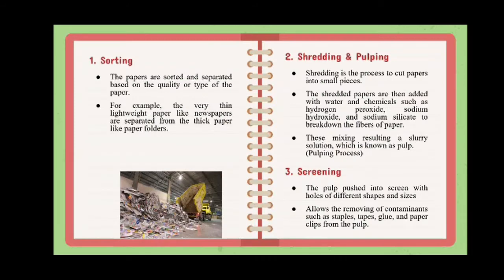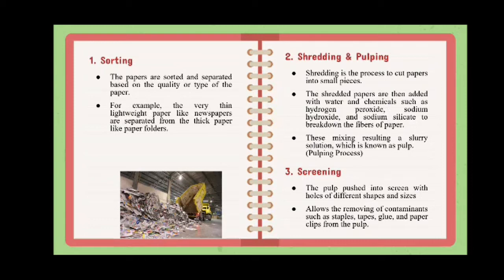For the first step, sorting, the papers are sorted and separated based on the quality or type of the paper. For example, very thin lightweight paper like newspapers is separated from thick paper like paper folders.